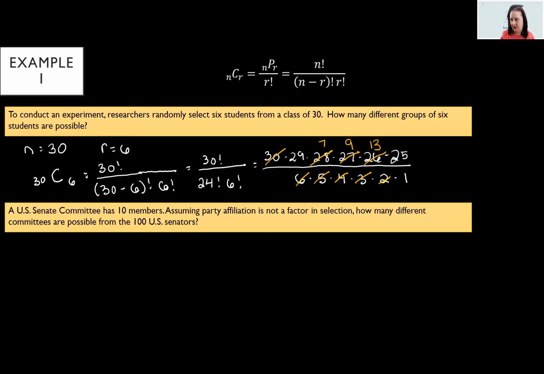So we basically canceled out everything. So we just need to multiply the top. So I have 29 times 7 times 9 times 13 times 25. And so this gives us our answer, 593,775.